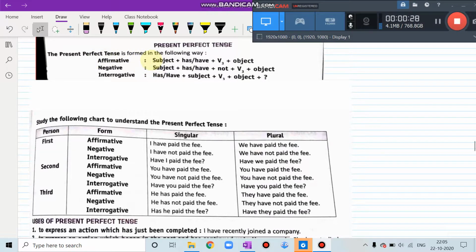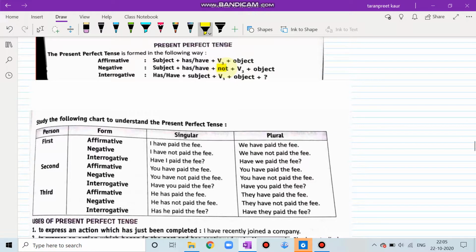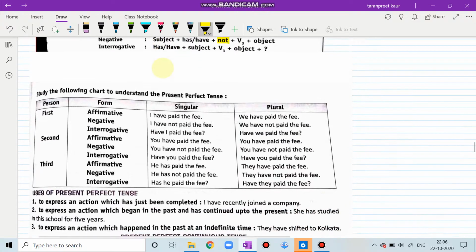Here, it consists of the subject, the words has or have, the third form of the verb, and the object. Now, we all know that has is used with the singular and have is used with the plural subject. And if we want to convert it into negative, then we have subject with has or have, and one word is added to it, that is not. Let us first go through the examples, it will be more clear.